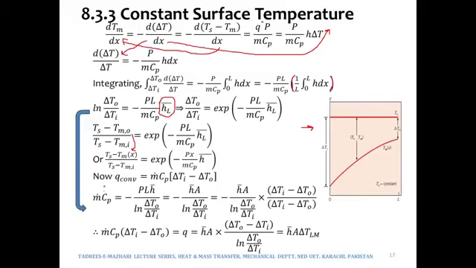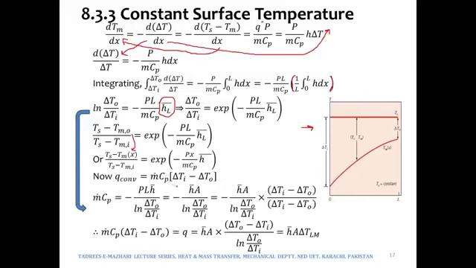Now Q convection can be written as mCp delta T, but over here it would be delta T at inlet minus delta T at outlet. We have written it in this particular form because we know that over here delta Ti is greater than delta T naught. So it would no more be Ts minus T infinity. Right? So it can be written in that form as well.